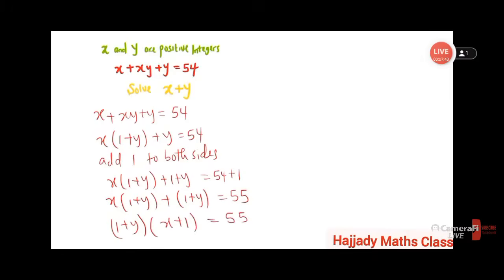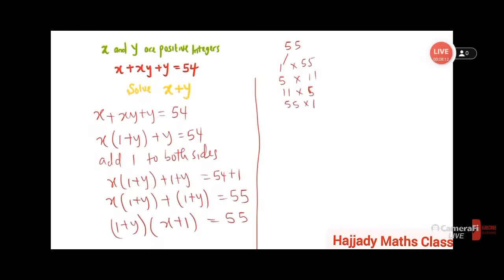Now solving this, forming a simultaneous equation from this, because looking at the factors of 55, we can say that 1 times 55 gives 55. Also we know that 5 times 11 gives 55, and also 11 times 5 gives 55, and lastly 55 multiplied by 1 also gives 55.